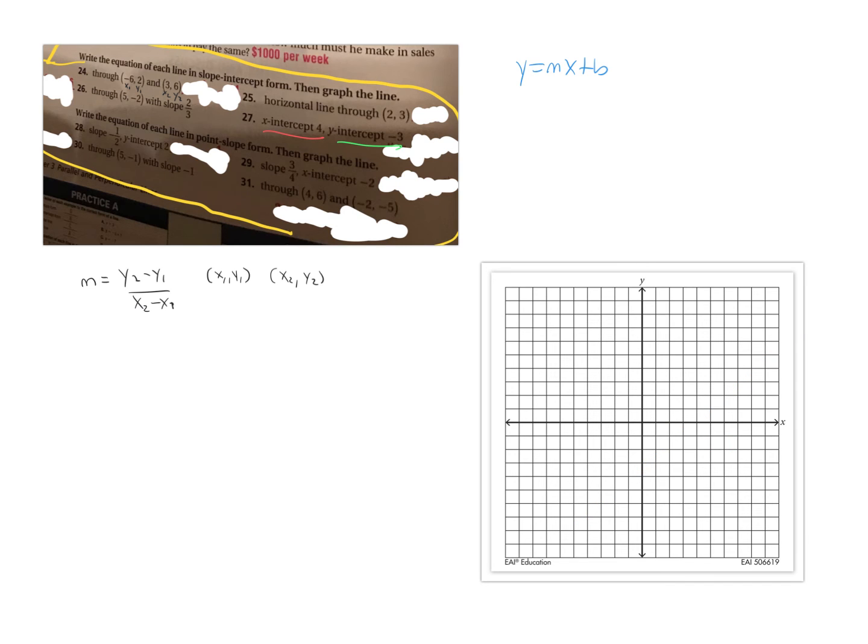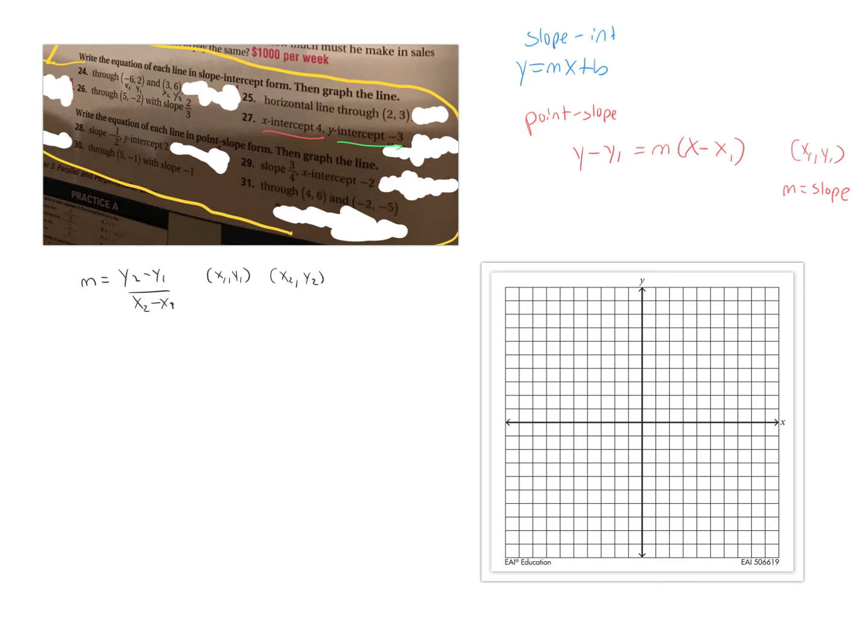Okay, so for the rest of the problems, they want the equation of each line in point-slope form. So once again, this is the slope-intercept form, but the point-slope form is this: y minus y1 equals m times x minus x1. And of course, you're going to need at least one point. You're going to need your point x1, y1, and you can pick any point that's on the line for that. And then, of course, m is the slope.